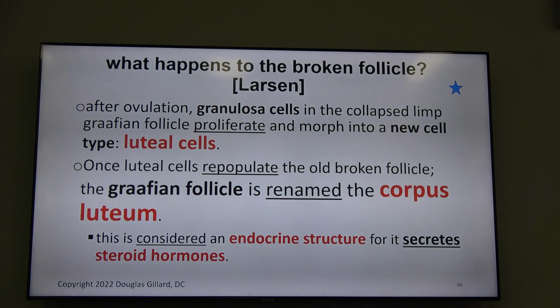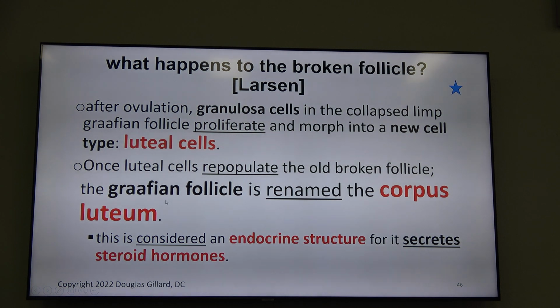Okay, so what happens to our Graafian follicle now that it's shot out its secondary oocyte? Does it just degenerate away? Not really. It's still got some work to do. The cells of the corpus luteum all of a sudden start dividing again through mitosis, not meiosis, and they morph into a new cell type called luteal cells. These are endocrine cells. Just because its baby, so to speak, is gone, its work is not over.